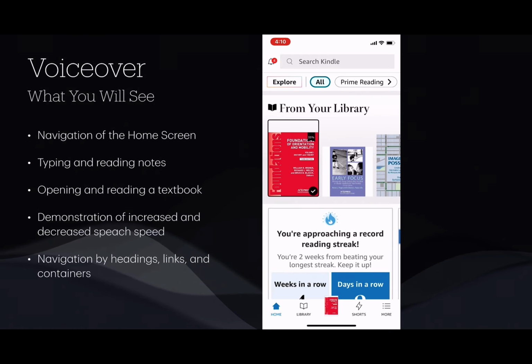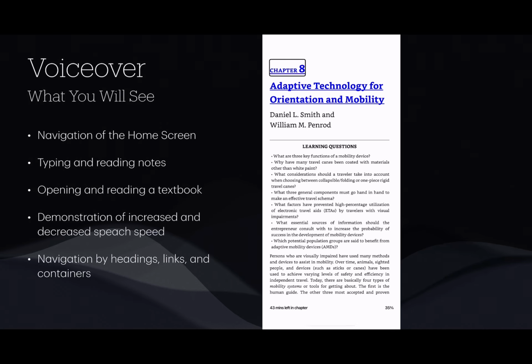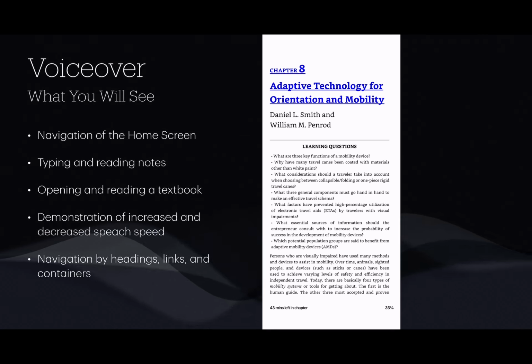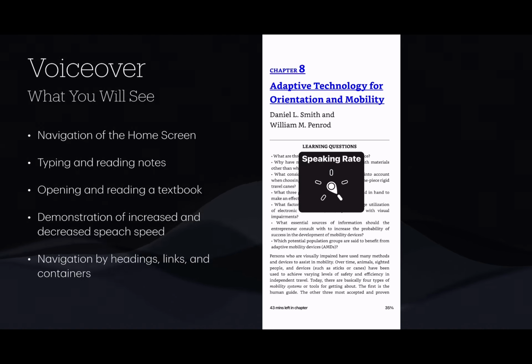Foundations of Orientation and Mobility. History and Theory. Wiener. William R. Chapter 8 Adaptive Technology for Orientation and Mobility. Link Daniel L. Smith and William M. Penrod Learning Questions. What are 3 key functions of a mobility device? Why have many travel canes been coated with materials other than white paint? What considerations should a traveler take into account when choosing between collapsible/folding or one-piece rigid travel canes? What 3 general components must go hand in hand to make an effective travel schema? What factors have prevented high percentage utilization of electronic travel aids (ETAs) by travelers with visual impairments? Lines, words, characters, containers, speaking rate, 80%, 85%, 90%.